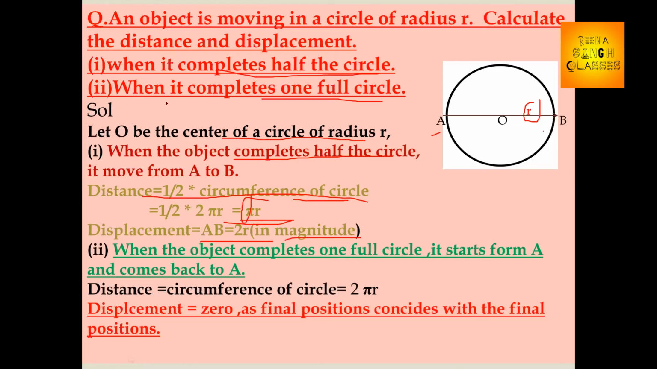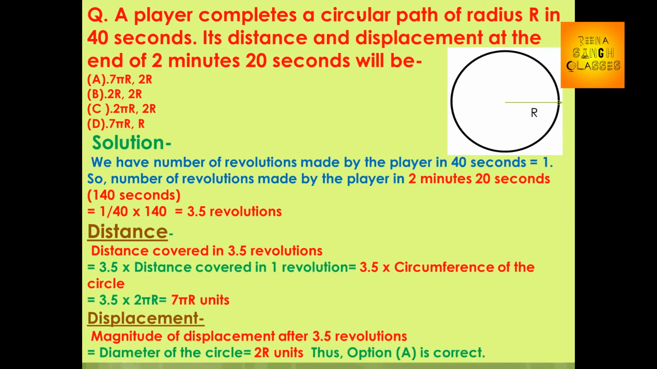Now second, when it completes one full circle, what is its distance and displacement? So when it completes one full circle, it means it is returning back to the same position. So in this case, the displacement is 0 because initial and final position coincide. In this case, the distance is the circumference of the circle, 2 pi r, because the object is completing one full circle. Next example, a player completes a circular path of radius r in 40 seconds. Calculate its distance and displacement at the end of 2 minutes 20 seconds.